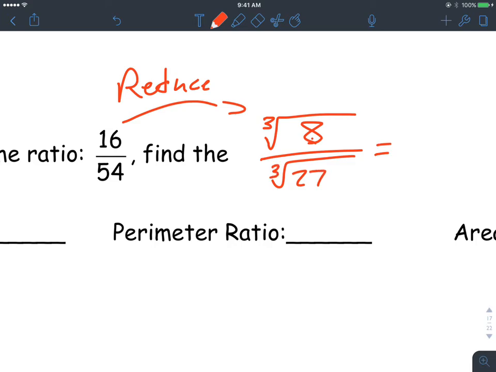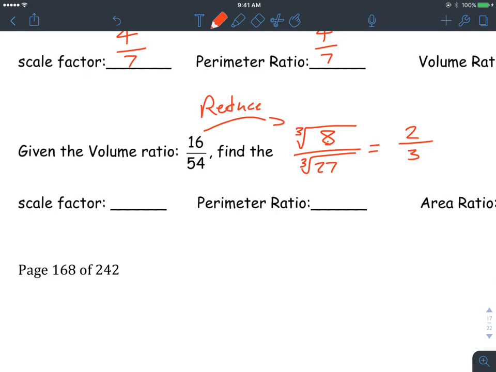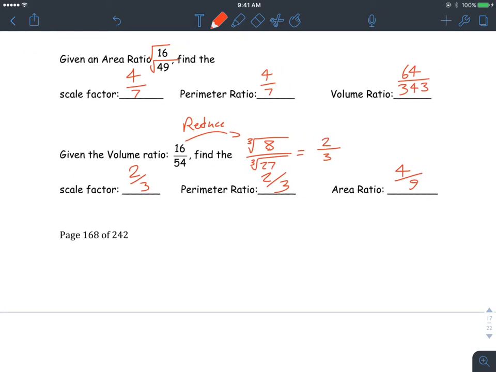We actually can do the cube root of 8, which is 2, and the cube root of 27, that's 3. So we can say scale factor is 2/3, perimeter is 2/3, area is that squared, so 4/9. That's kind of what you do there. So you've got to cube root both of those.